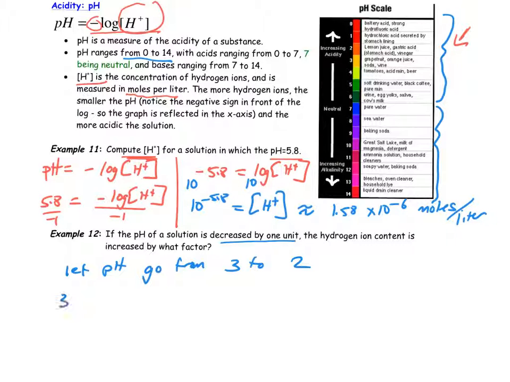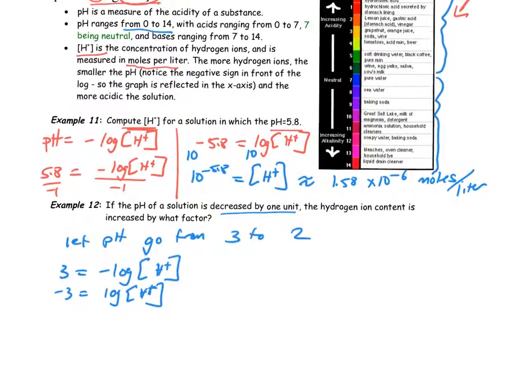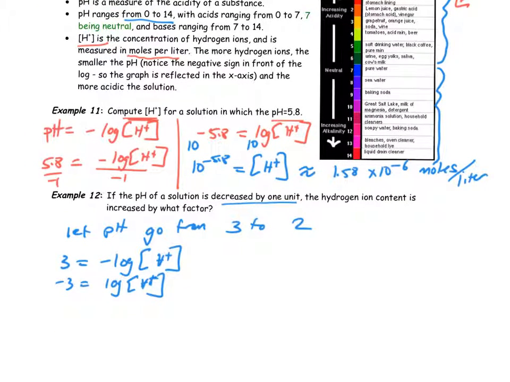So first, if we have a pH of 3, we'd have 3 is equal to negative log of the hydrogen ion concentration. We would move the negative to the other side. So we'd have negative 3 equals the log of the hydrogen ion concentration. And then to undo this log, we would bring the base to the other side. So 10 to the negative third equals the hydrogen ion concentration. So if the pH is 3, our hydrogen ion concentration is 10 to the negative third moles per liter.